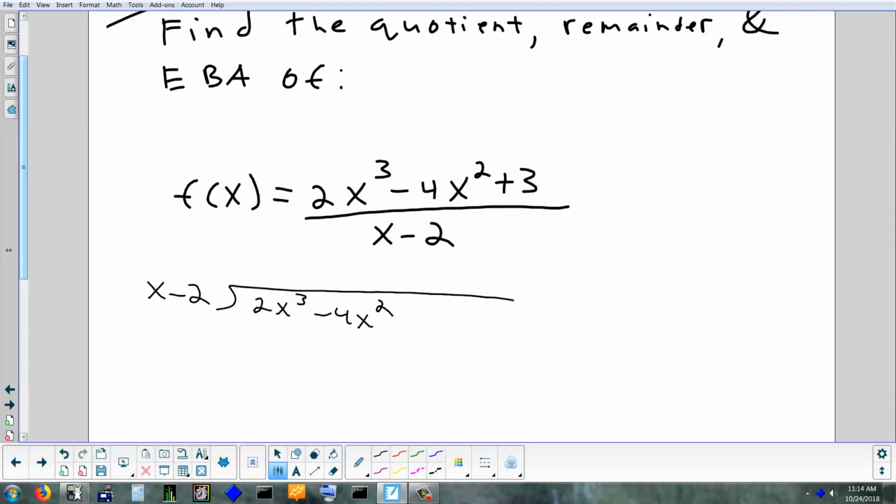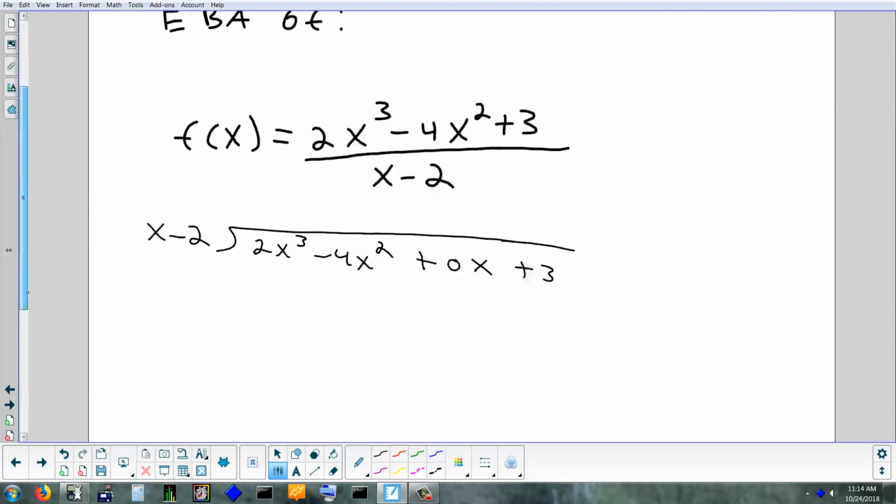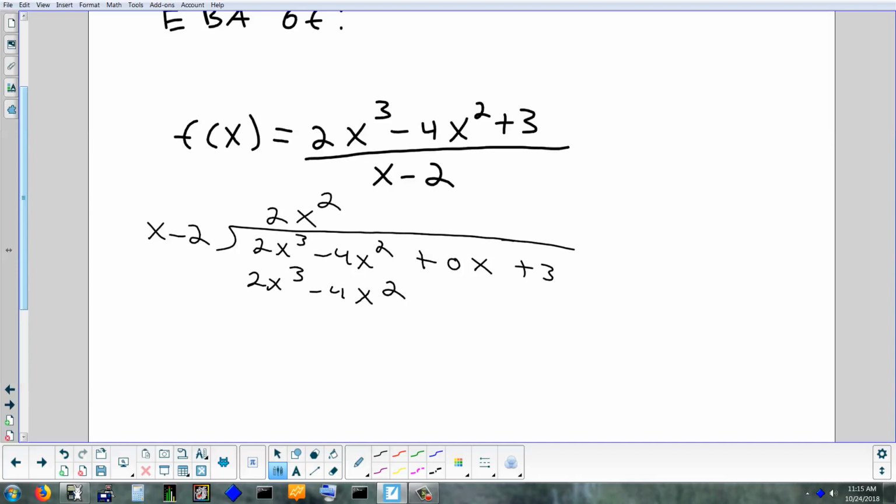minus 4x squared plus 0x, don't forget that, plus 3. Okay, so let's divide it in. So Kaya, if I take 2x cubed divided by x, what do I get? 2x squared. Yep. 2x squared. Multiply it back out. 2x cubed minus 4x squared. That's actually going to be pretty nice.